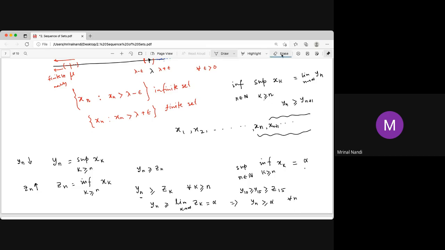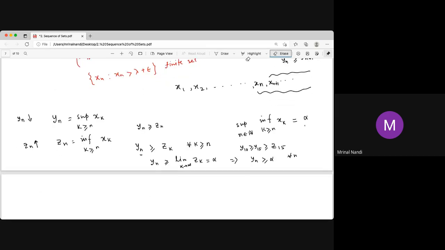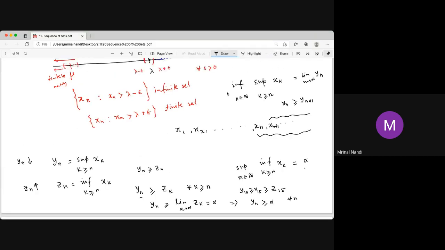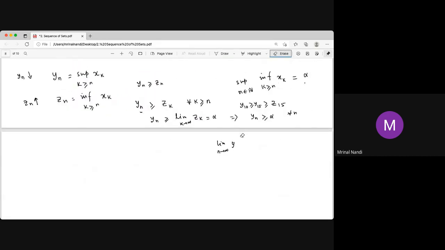Now taking the limit for y, and y is a decreasing sequence. So the limit as n tends to infinity is just the supremum. Sorry, it is the infimum. So that is called beta. It is just the infimum, which is beta. It's greater than or equal to alpha. So we prove that beta is greater than or equal to alpha.